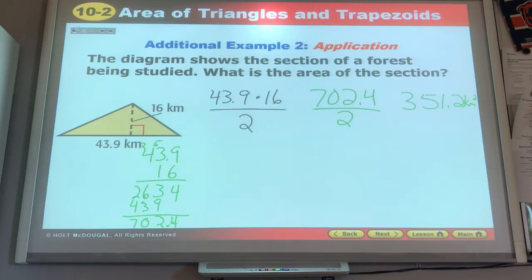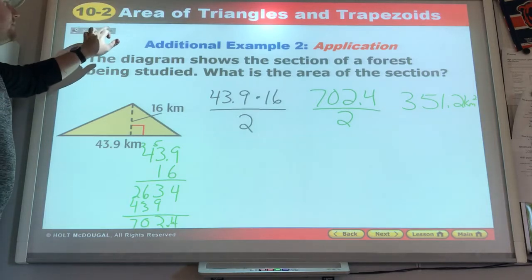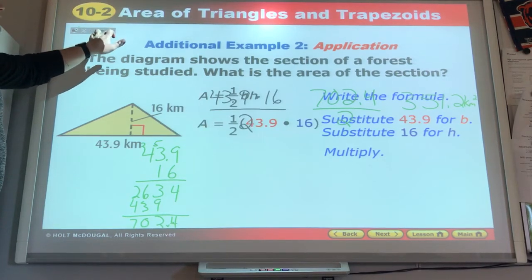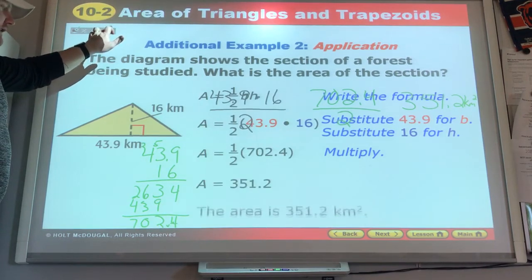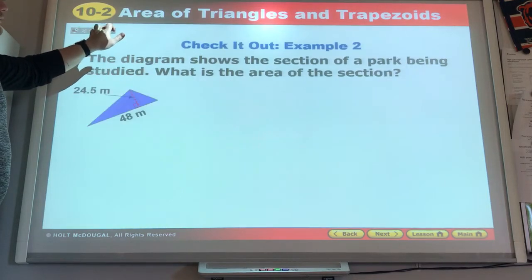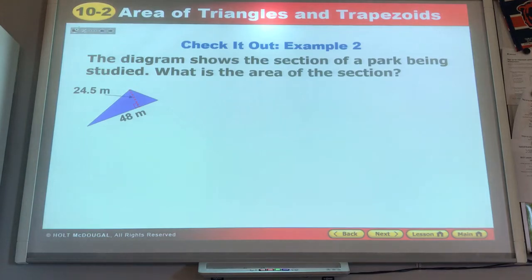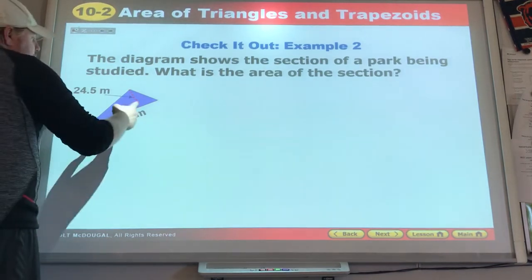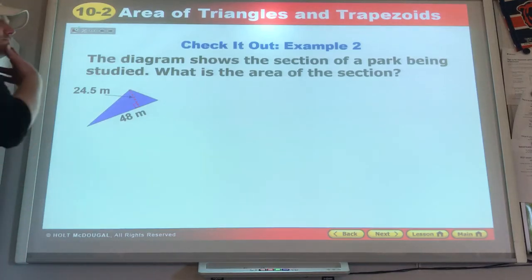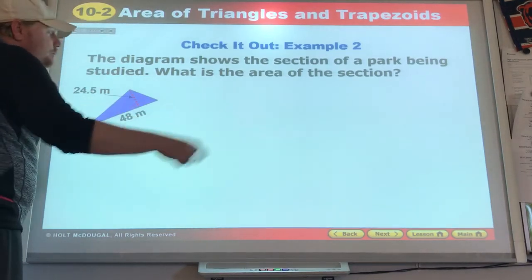Okay? All right, let's see how our math was. Okay. They took the same steps we did. Hey, we got 702.4, 351.2. We did it correct. Here's another one. Triangle. 48 times 24.5 divided by 2.